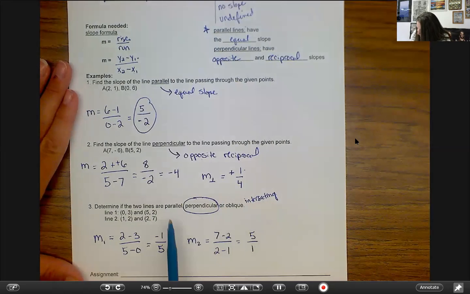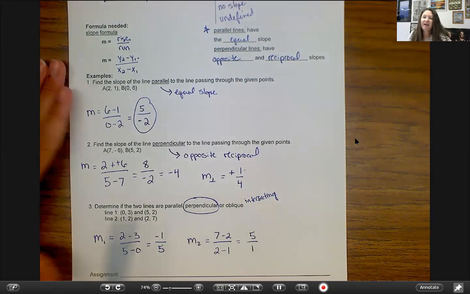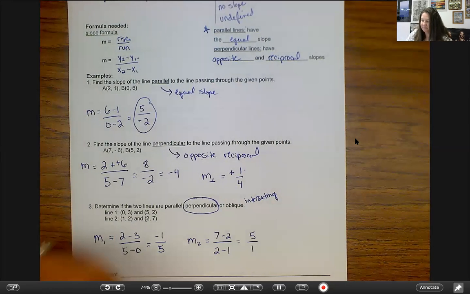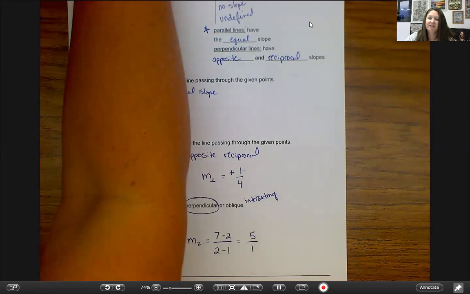So if they're parallel, they would be exactly the same. Perpendicular have to be opposite reciprocals, exactly. Anything else will create intersecting lines. All right, there's a little review on your slope, and we will just use that to answer some questions about lesson 3-4.